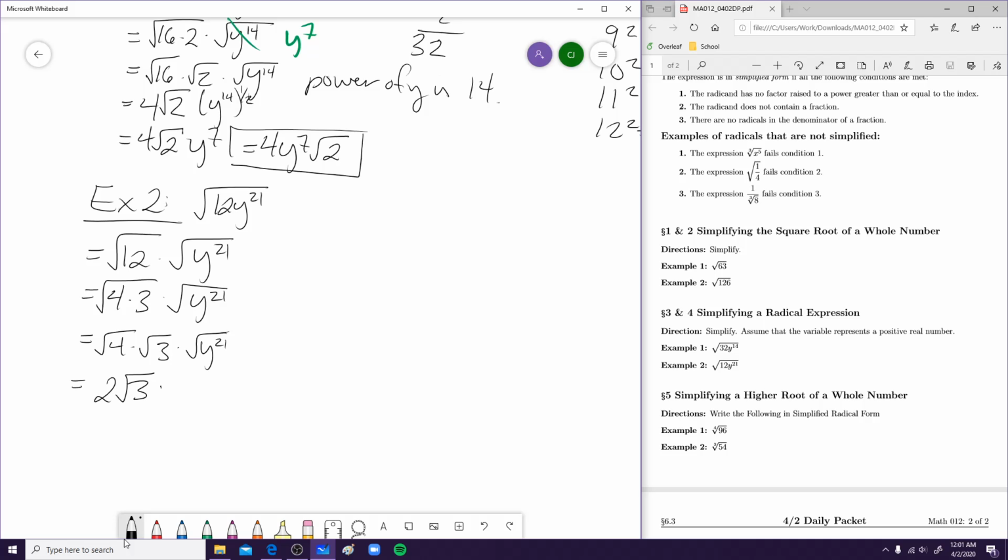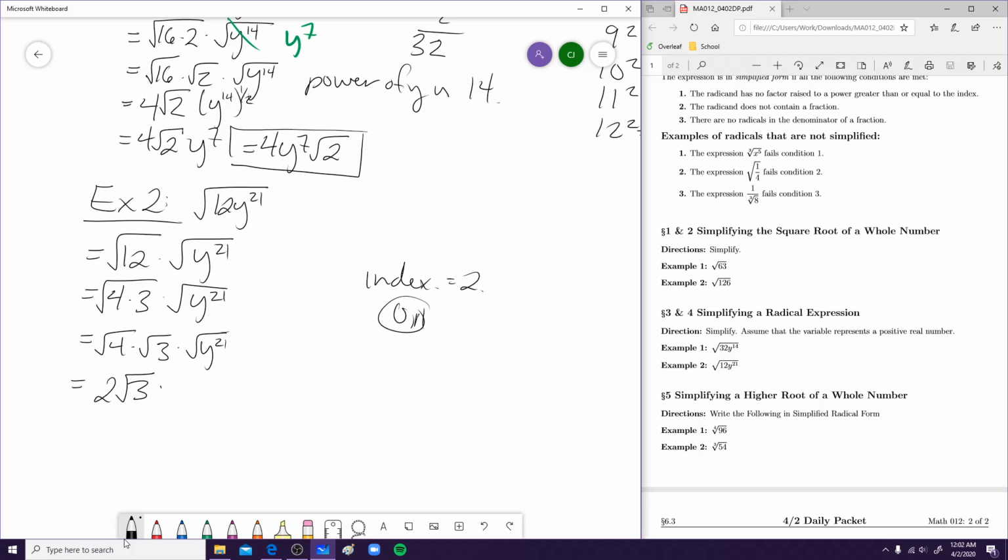Now let's look at y to the 21st. Again, 21 is way bigger than our index. When I talk about the index, since it's 2, what is the only option the power can be? The power can either be 0 or 1. These are our only options.